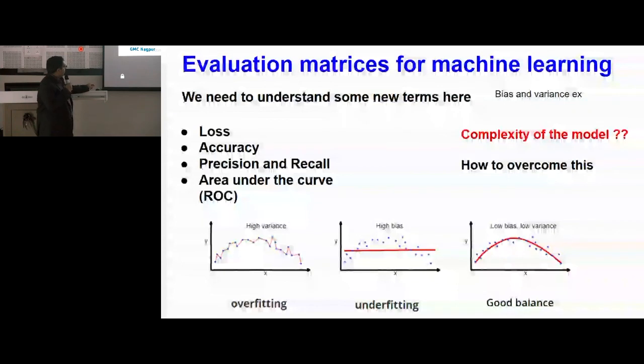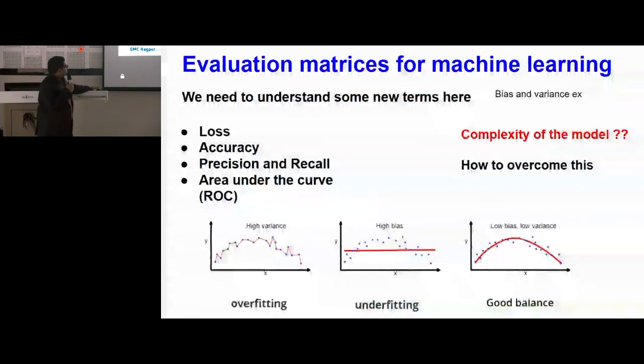The model can be overfit. Overfit is like too much fitting to the data. It is not generalizing the function for us. It can be underfit when the bias is too high. We need a good balance: low bias as well as low variance. This depends upon the complexity of the model. If the model is too complex, it will be overfitted. If it is too simple, it is underfitted. We need a good balance.